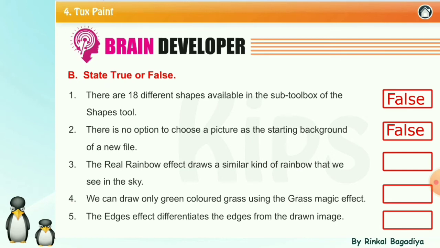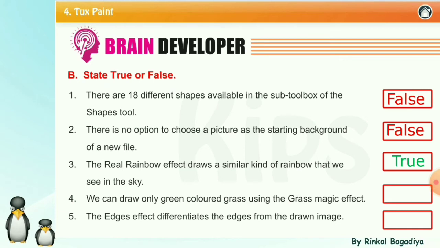Number 3. The real rainbow effect draws a similar kind of rainbow that we see in the sky. Is it true? Yes. It is true. So write down answer 3, true, because real rainbow effect draws the rainbow that we see in the sky. Real rainbow. Yes. Number 4. We can draw only green colored grass using the grass magic effect. Is it true?